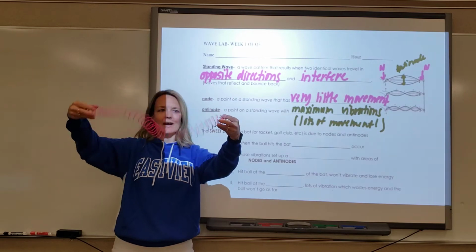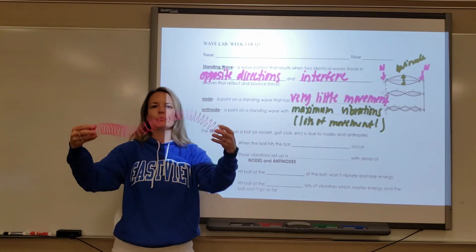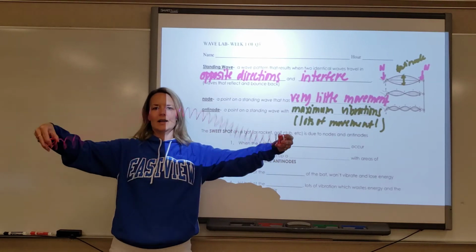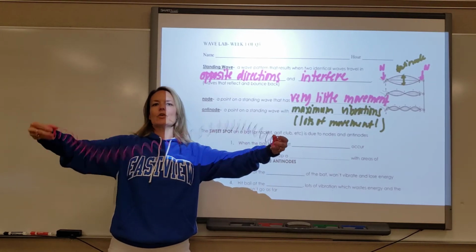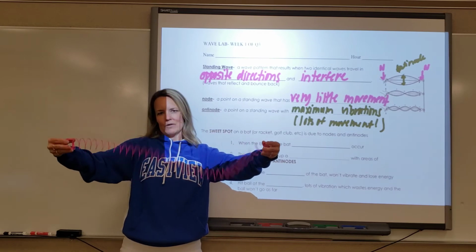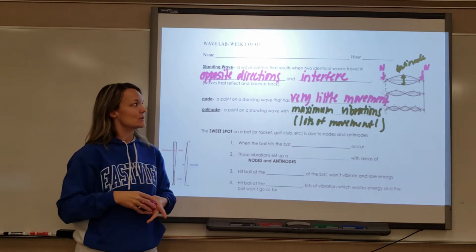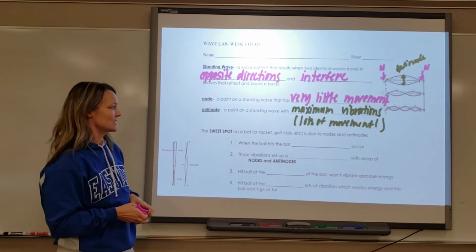I have a spot right there and a spot right there that have a lot of movement, that they're moving up and down a lot. If I go even faster or you have a longer slinky, you can get even more nodes to occur. And that's what a standing wave is. It's that wave pattern that results when two identical waves travel in opposite directions and interfere.